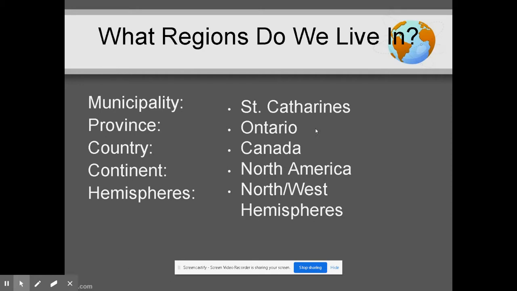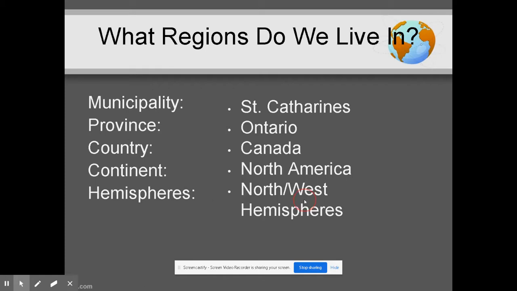So it's a way that you can sort of narrow down where you locate by saying what's close to you or what sort of regions you're within. So, for instance, the Eden High School is found within the region or the municipality of St. Catharines, which is in the region of Niagara, which is in the province of Ontario, and so on.